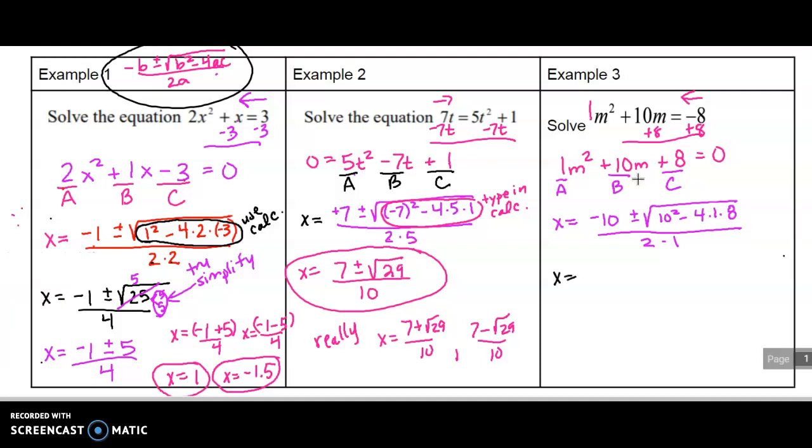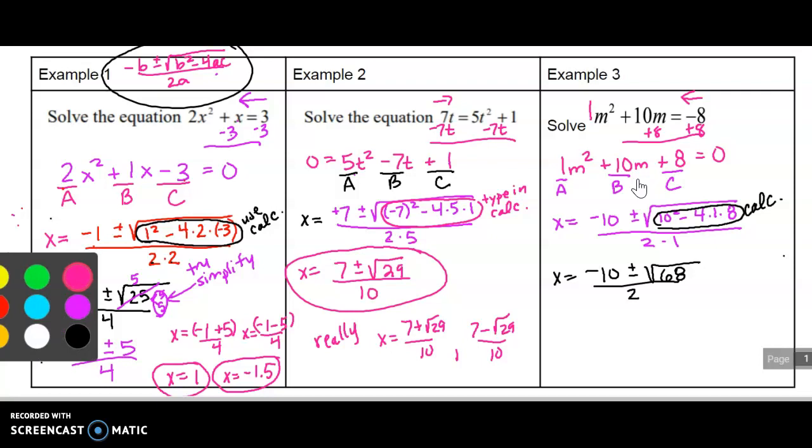All right, so let's type this into a calculator. I got negative 10 plus or minus. We get, go ahead, I'm just giving you some time. 10 squared minus 4 times a times c. I got 68. All right. All over 2. So then we need to break down 68.